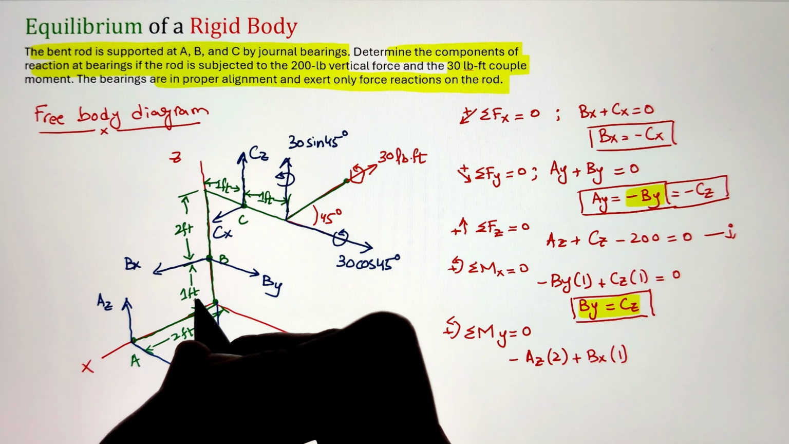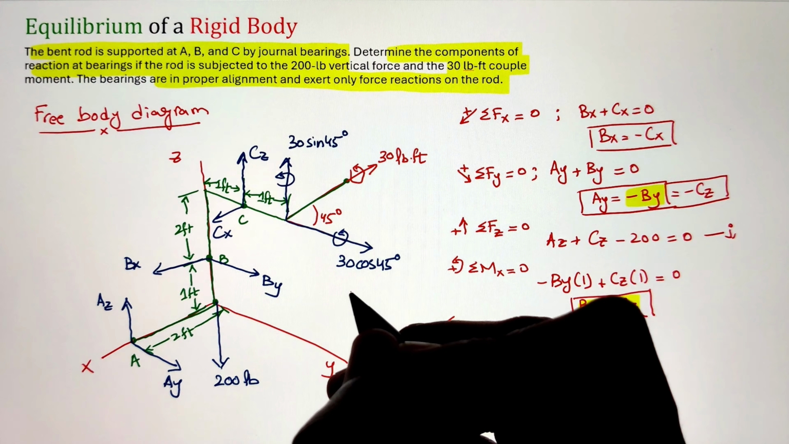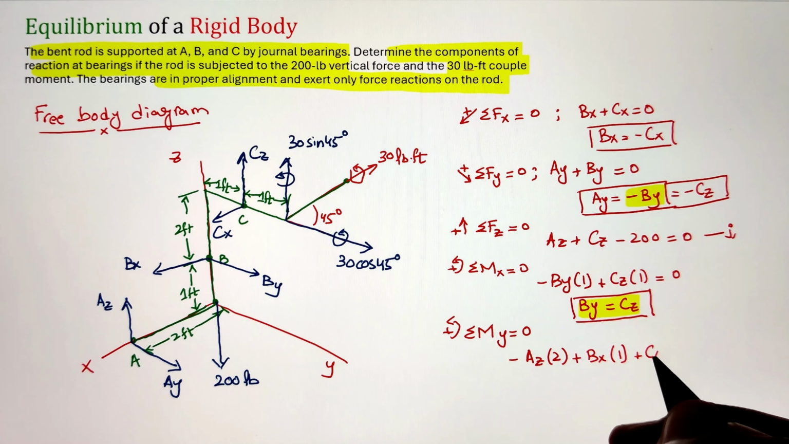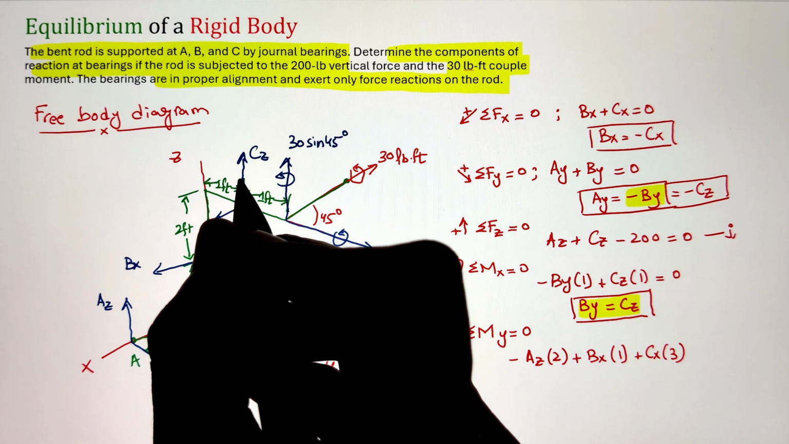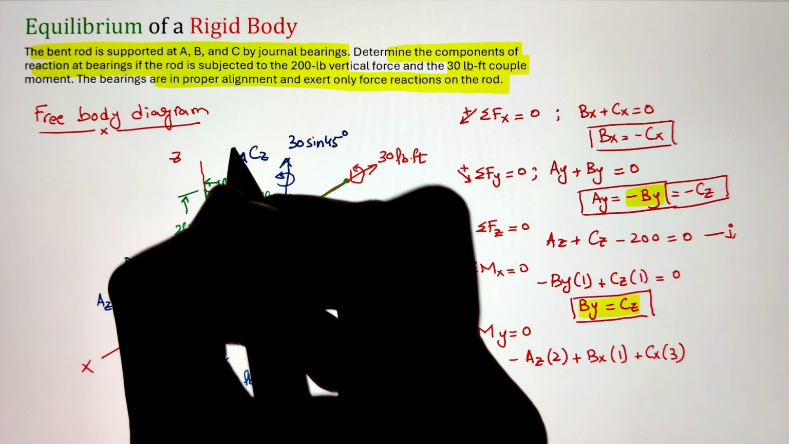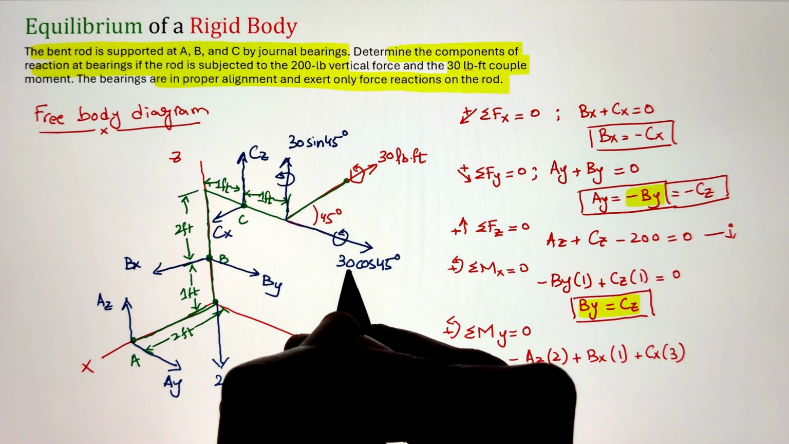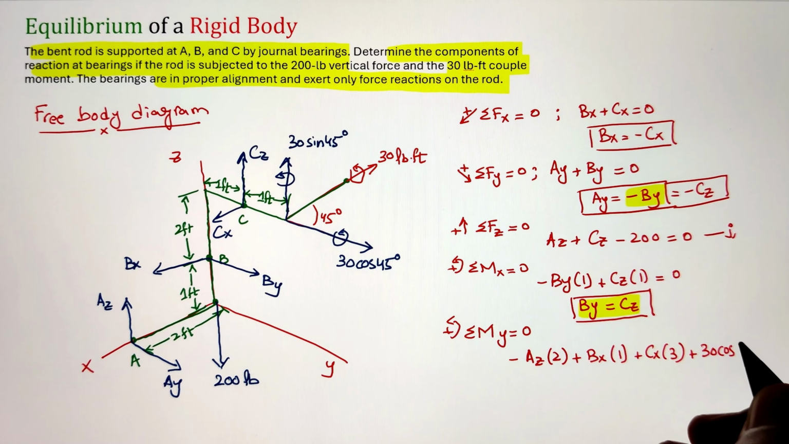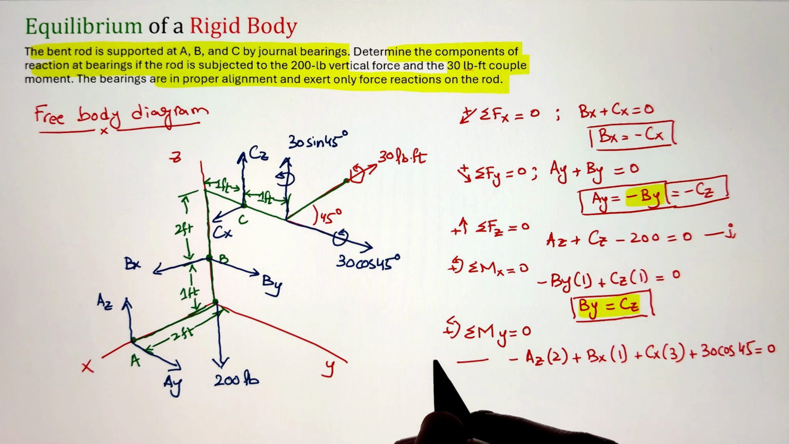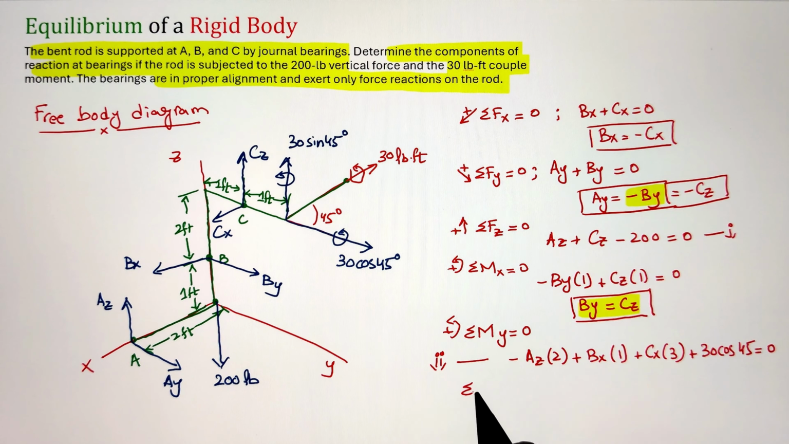So the moment will be created by Az with a moment arm of 2 feet, that is going to create our clockwise moment, whereas By is going to create our counterclockwise moment with a moment arm of 1 foot. Finally, Cx has a moment arm of 3 feet, and that is also creating our counterclockwise moment. Now, we do have our couple moment component along the y-axis, that is 30 cos 45, that is also going in our counterclockwise direction. Adding them all together will give us our second expression.